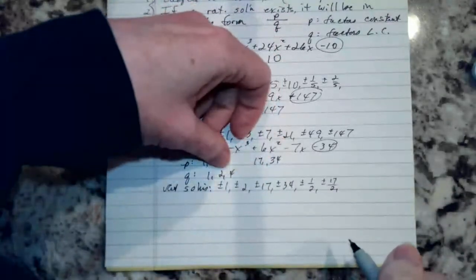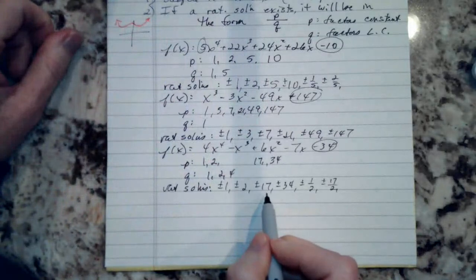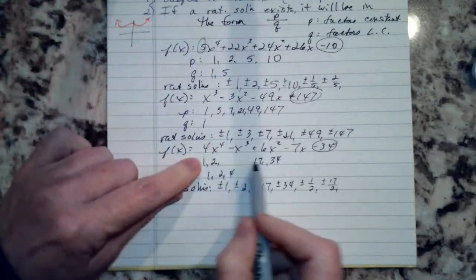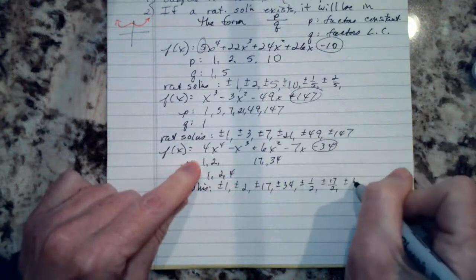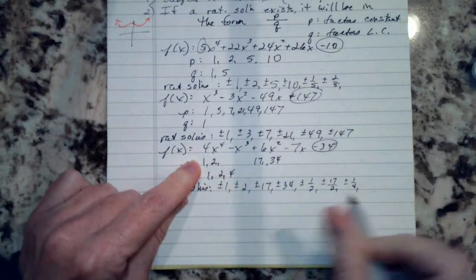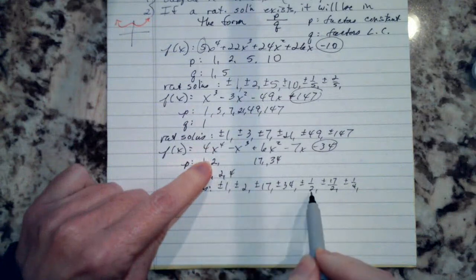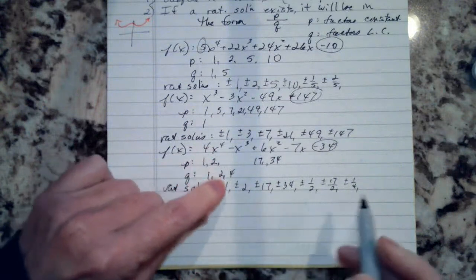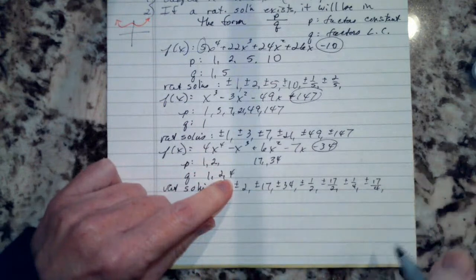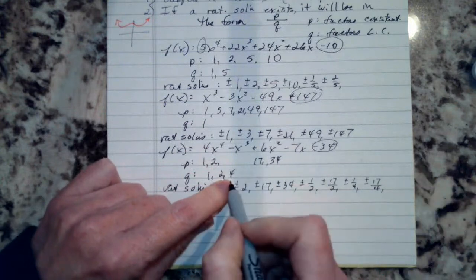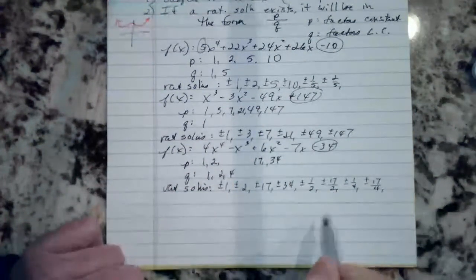Then 34 over 2. And 34 over 2 reduces to 17, so we've already got it. Now let's take every one of the p's and put them over the 4. So plus or minus 1/4. Plus or minus 2/4. Well, that's a half, and we've already got it. Plus or minus 17/4, and then plus or minus 34 over 4, which will reduce to 17 over 2, and we've got it.